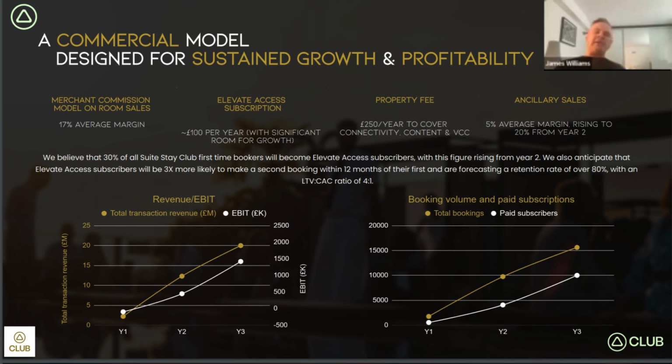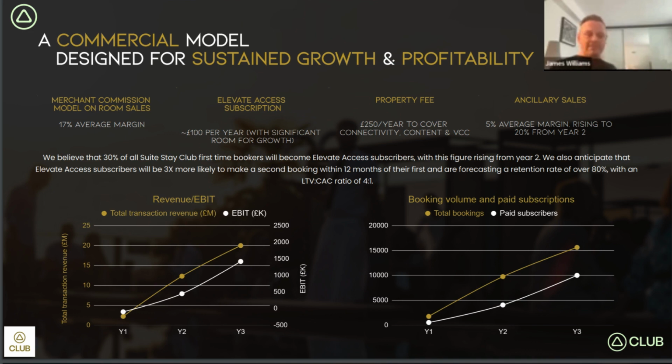So on this slide, there's some lovely graphs on here, but the thing I want to focus on is that there are 4 key revenue streams from day one for Sweet Stay Club. We've got commission on room sales, and we're forecasting a 17% average margin. We've got our Elevate Access subscription, which is £100 per year per subscriber. It actually costs us nothing until somebody makes their second booking with us, and that's a margin impact. So a great opportunity to work on brand partnerships for growing that member base, for example.